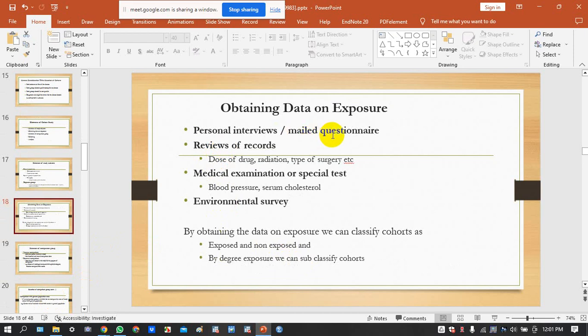Obtaining data on exposure. So this is how we obtain data. You can conduct personal interviews, or you can email questionnaires to them, like the way on the platform they bring Google Forms. Fill out these Google Forms for me.